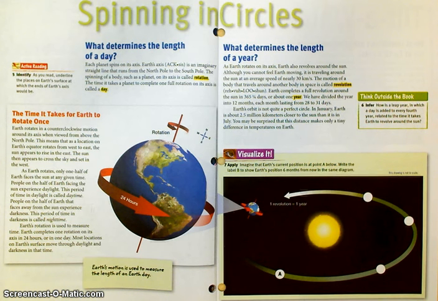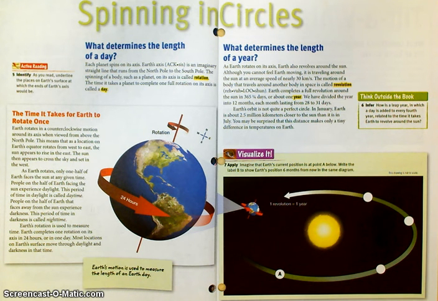Alright, I'm now on page 227. What determines the length of a year? As Earth rotates on its axis, Earth is also revolving around the sun. And although you can't feel the Earth moving, it's actually traveling around the sun at an average speed of almost 30 kilometers per second. We don't feel that because we're completely accustomed to it.